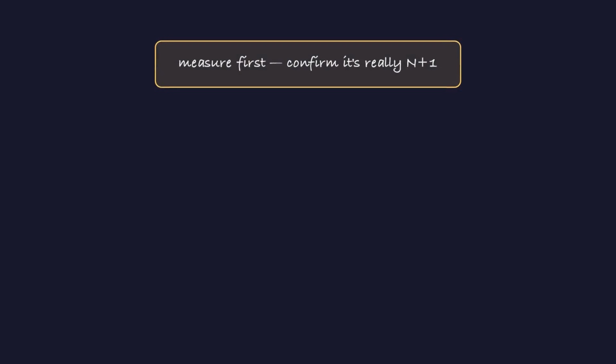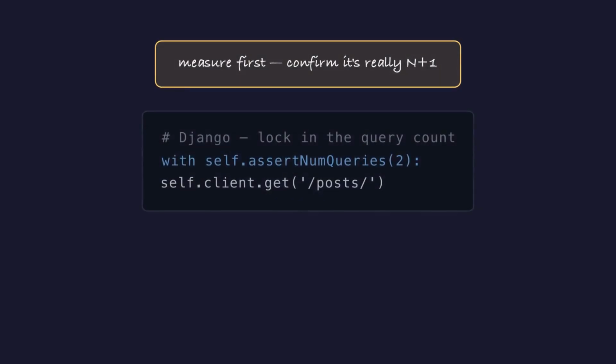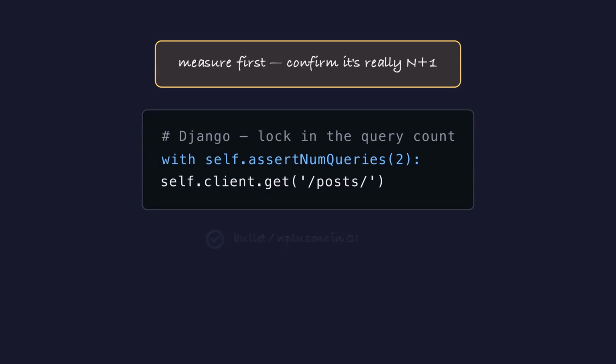The rule above all: measure first. Confirm it's actually N+1 before you touch anything. Then, to keep it from coming back, assert the query count in your tests, run bullet or N+1 in CI, and set APM alerts. A regression should fail a test today, not surface in production 6 months from now.